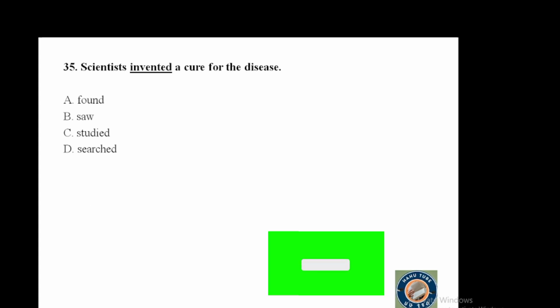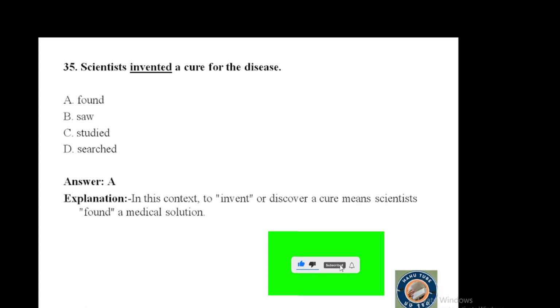Question number 35. Scientists invented a cure for the disease. The meaning of the underlined word invented is A. Found. B. Saw. C. Studied. D. Searched. The answer is found. In this context, to invent or discover a cure means scientists found a medical solution.